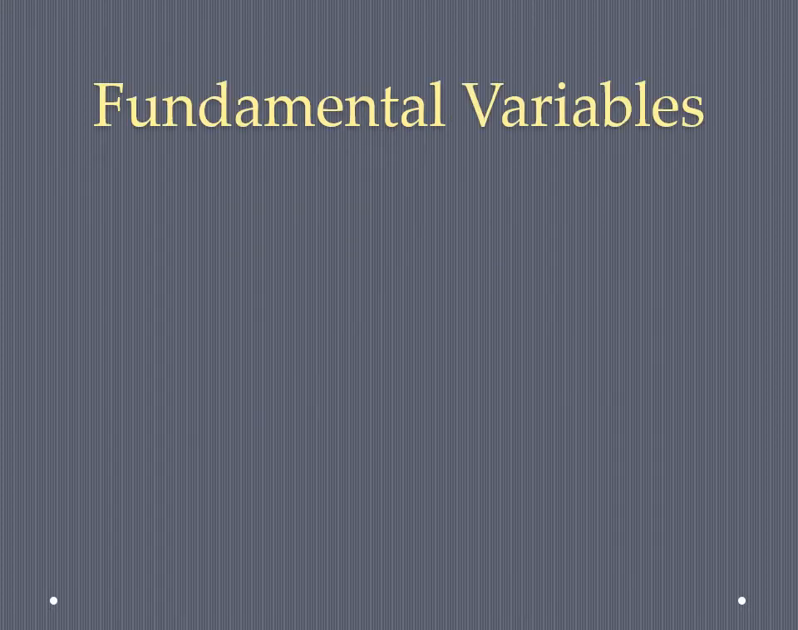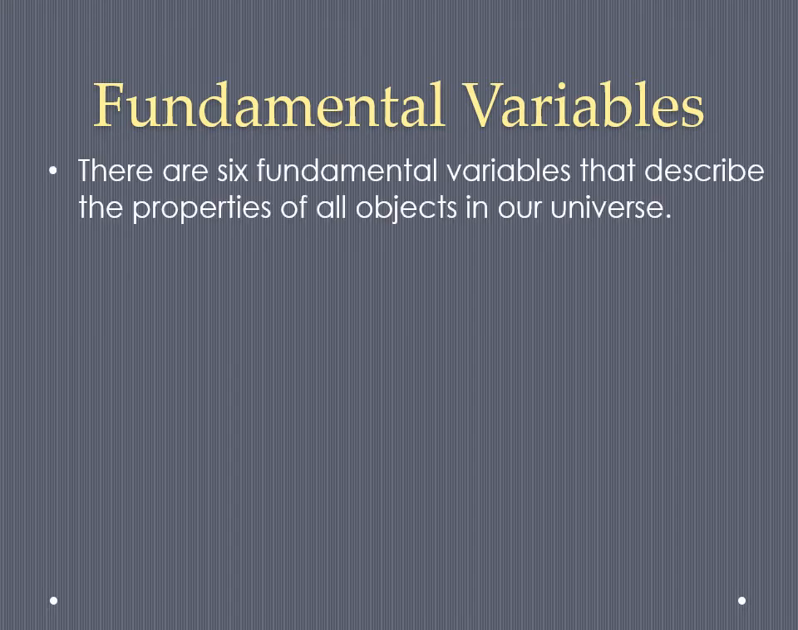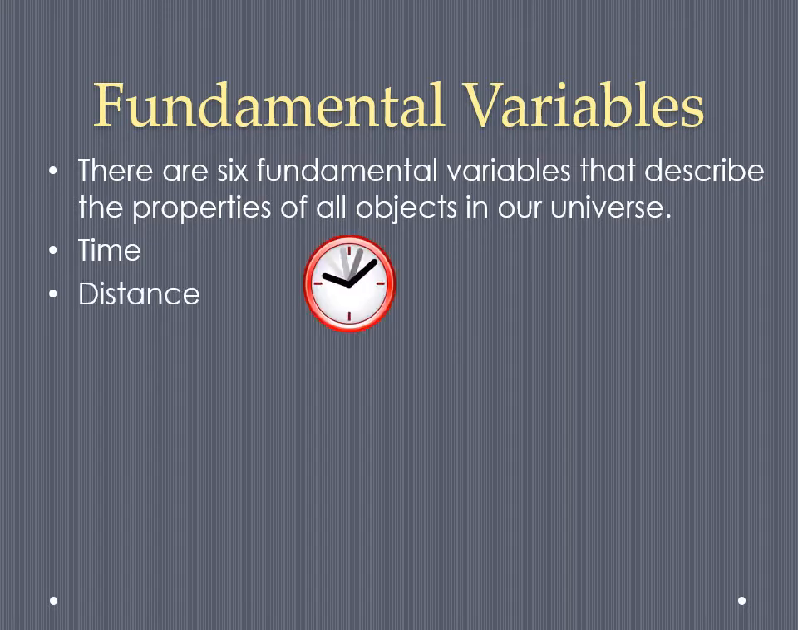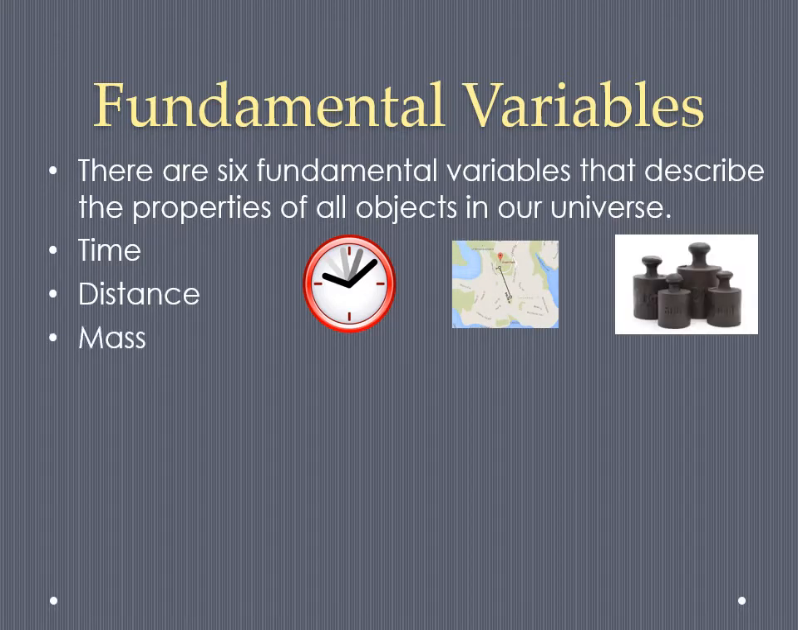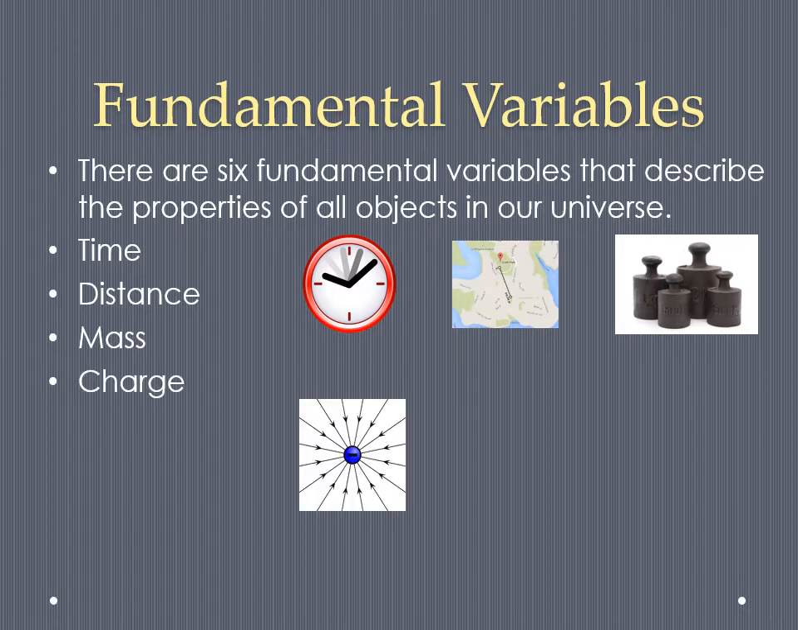So one amazing thing about physics is that the entire universe can actually be described by a relatively limited number of actual variables. It turns out there's actually 6. There's only 6 things that can explain the behavior of every single thing around you. Some of those are ones you're familiar with, like, for example, time, distance. You probably have a sense of what that means, the mass of an object, and maybe you're also familiar with charge, which has to do with electricity.